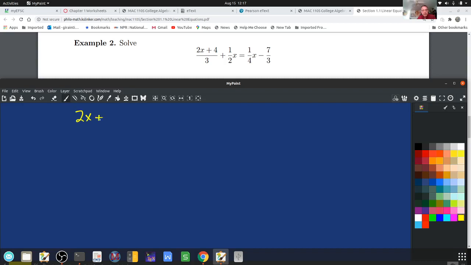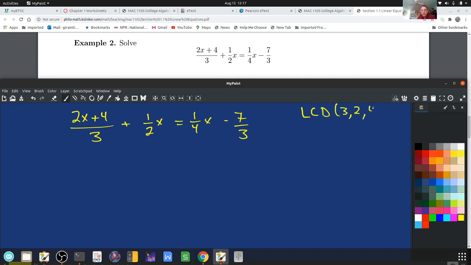So we have 2x plus 4 divided by 3 plus 1/2 x is equal to 1/4 x minus 7/3. So we need to find the LCD of 3, 2, and 4. And what I will do is post a video that shows you how to do that. But I'm hoping you can see that the LCD of 3, 2, and 4 is equal to 12.